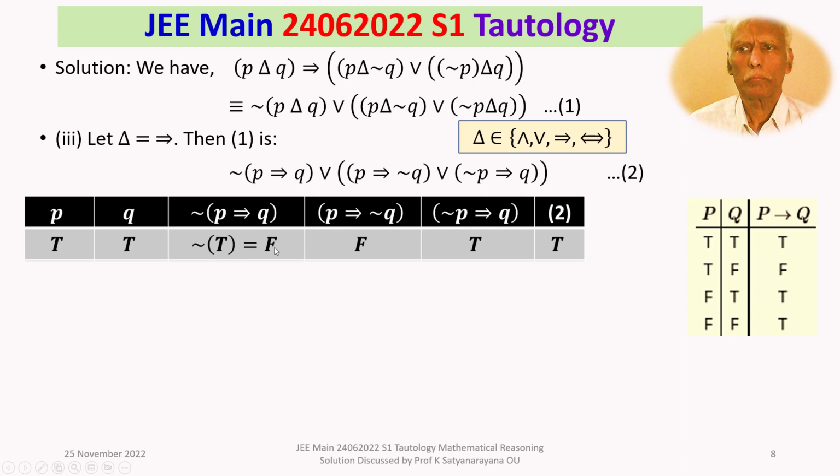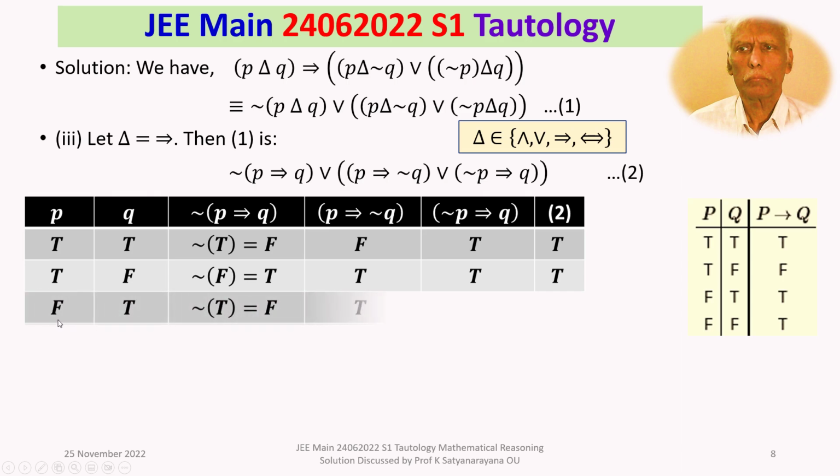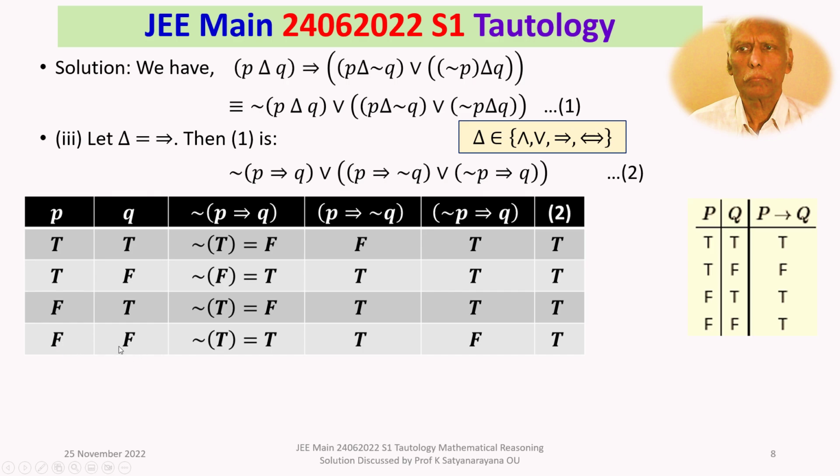So negation of T is F. P is T implies negation of Q is F. So T, F. T implies F is F. And negation of P, that is F implies Q. Q is T. So F implies T is T. So F or T is T. So like that, we have for TF, for FT, for FF. Now let's see for FF. F implies F is T.